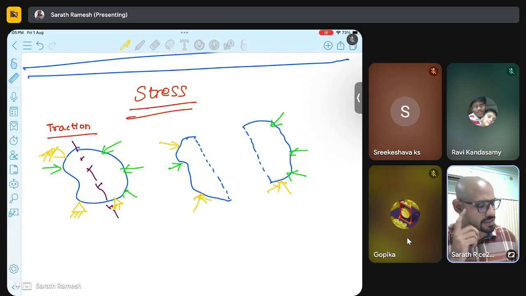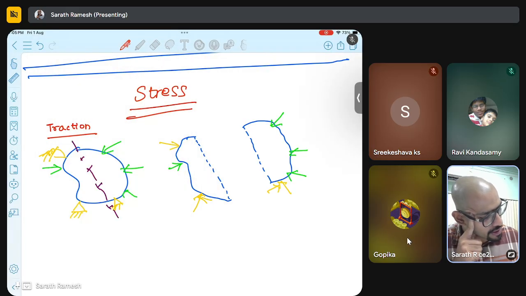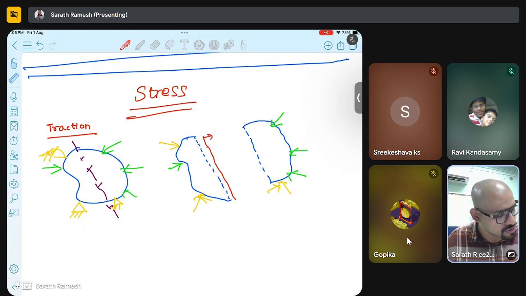Okay, some unknown reactions and loads. So now by traction, we mean the distributed force along a cut surface. At this cut surface, there will be some distributed force. Some forces are distributed over this cut surface. According to Newton's law, this should be equal and opposite. This distributed force we call the traction.